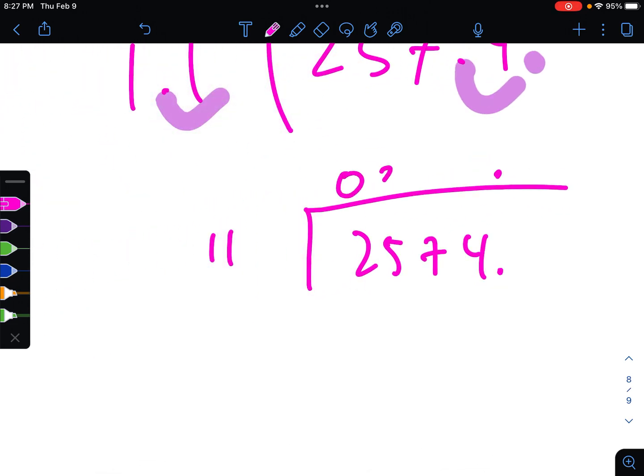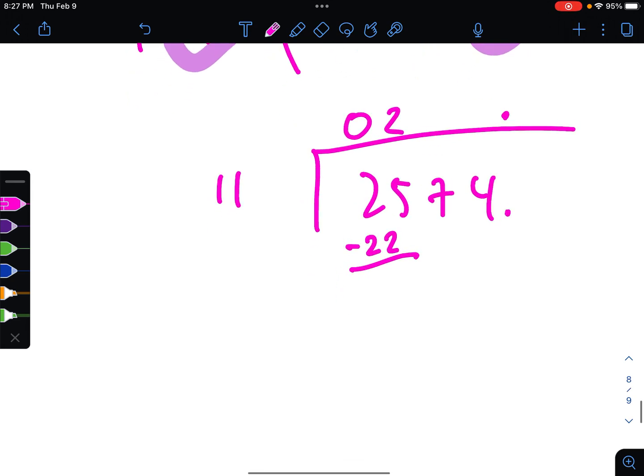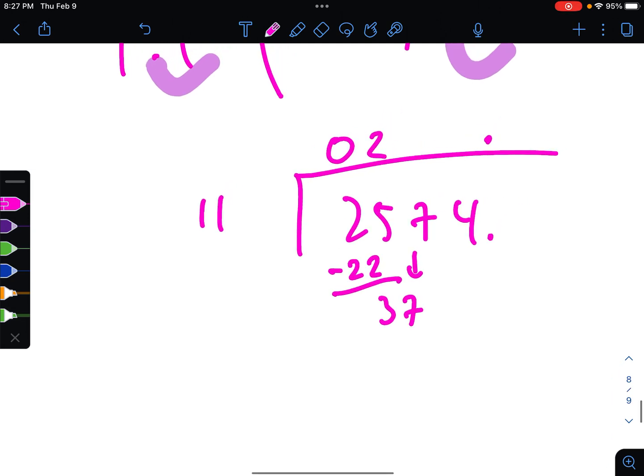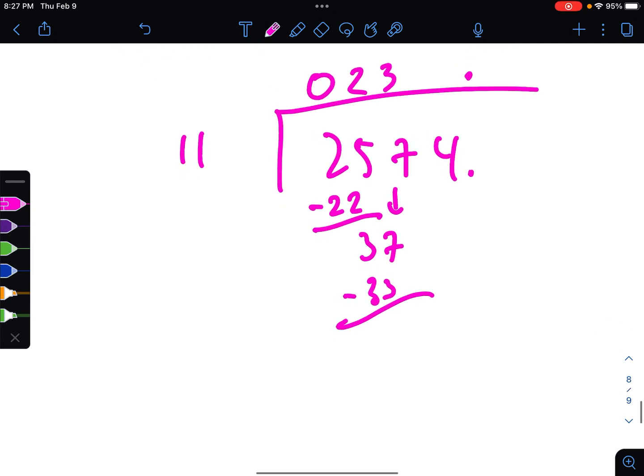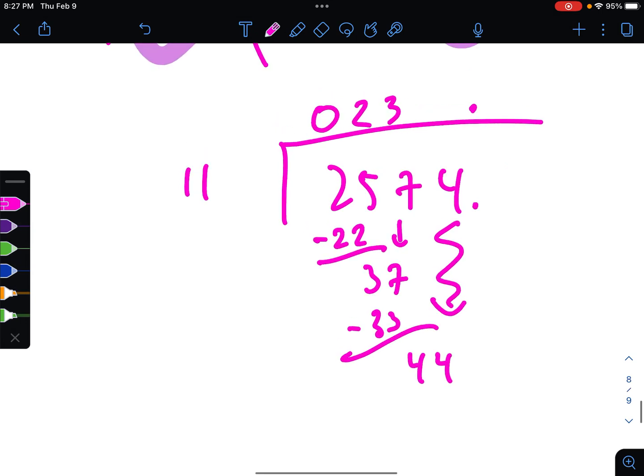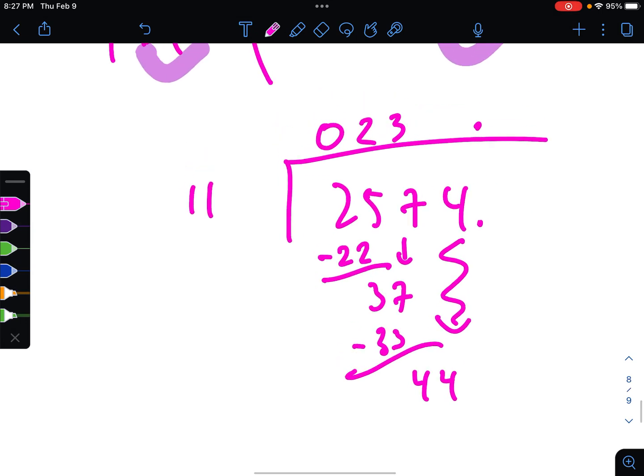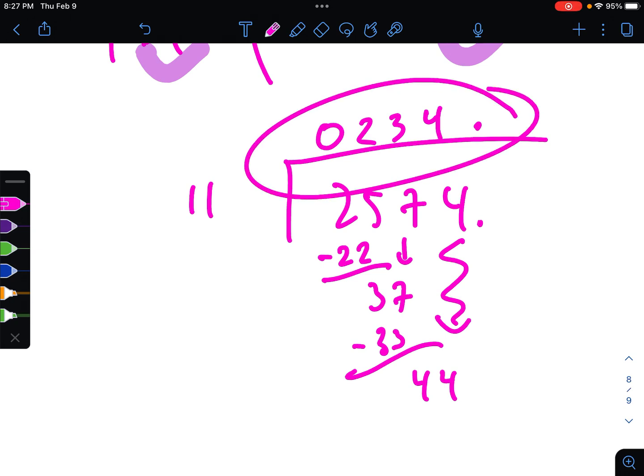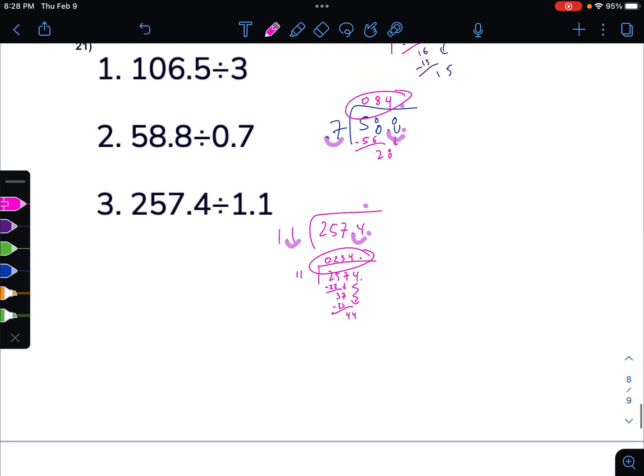11 goes into 2 0 times. 11 goes into 25 2 times. 11 times 2 is 22. Subtract that out and I get 3. Drop the 7 down. 11 goes into 37 3 times. 3 times 11 is 33. 37 minus 33 is 4. Drop the 4. 11 goes into 44 a nice 4 times with no remainder. We have a termination. Are we all done? We did it.